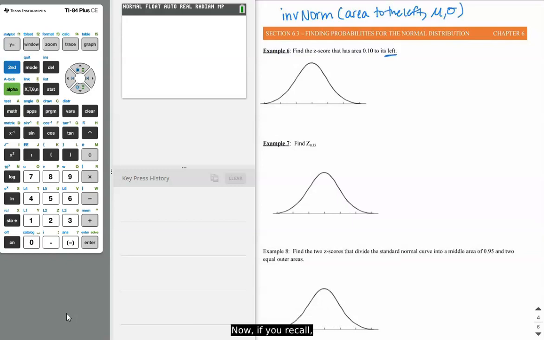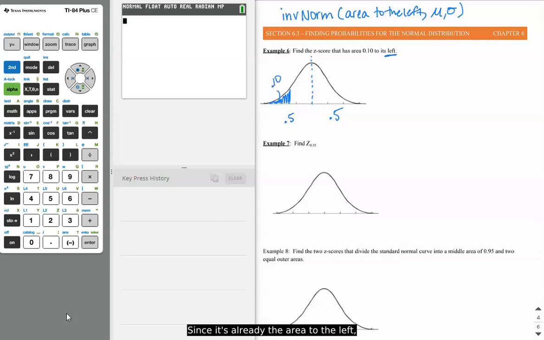Now, if you recall, we know that if we cut this curve in half, this would represent 50% of the data, or 0.5, and this would be 0.5. So 0.1 is definitely less than this. So it's going to be somewhere over here, again, I'm not exactly sure. We may need to change our picture in just a minute. But this area that I shaded would be representative of 0.10.